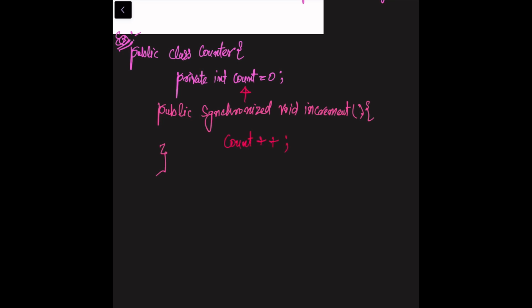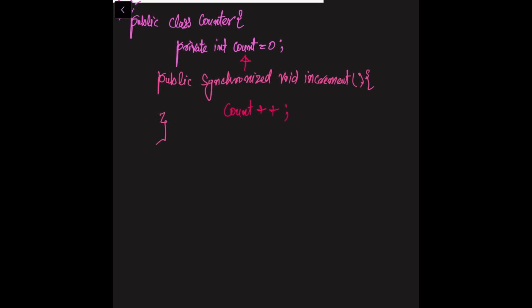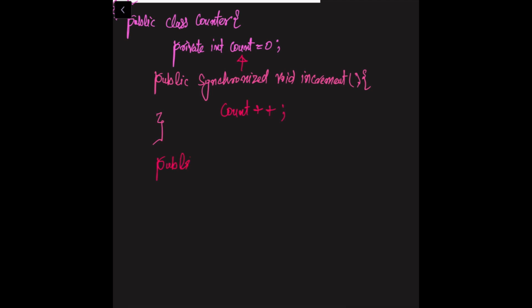count plus plus. And if I write one more method inside this counter class, let me write it like public synchronized int get count, and inside the block we need to return count. First we are changing the count value from 0 to 1, 2, 3 by using the post increment operator, and here we are returning that count value that will show on the output screen.